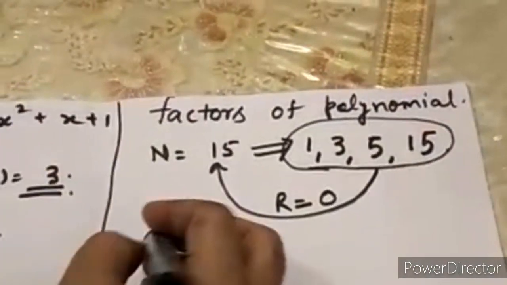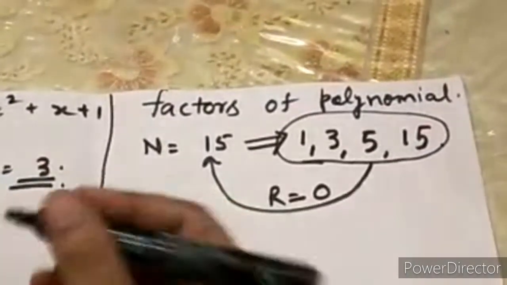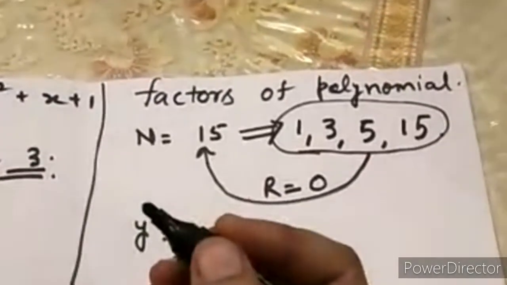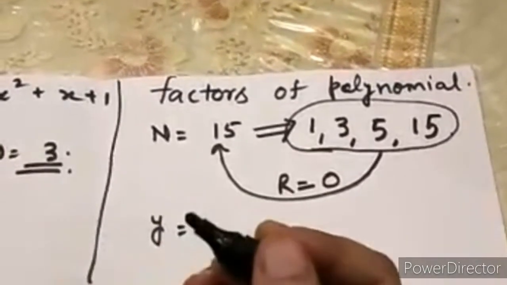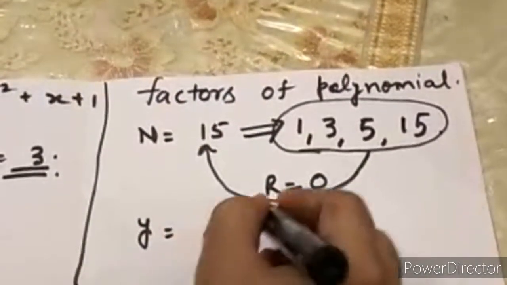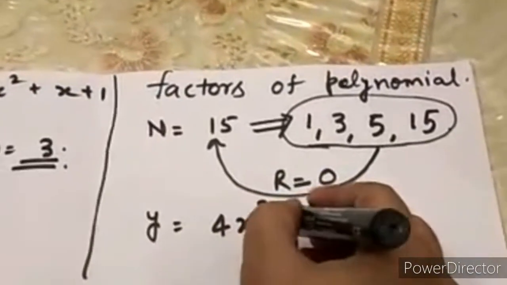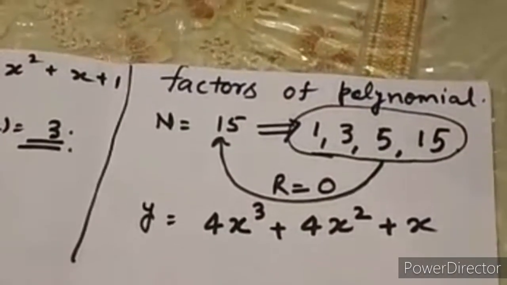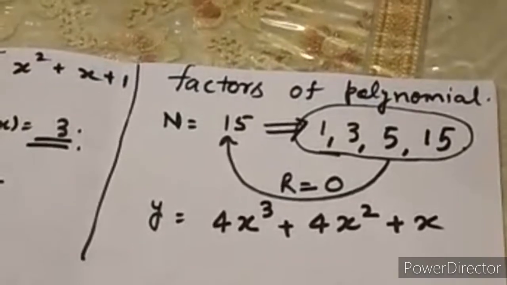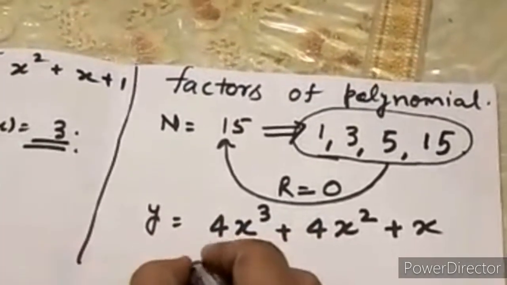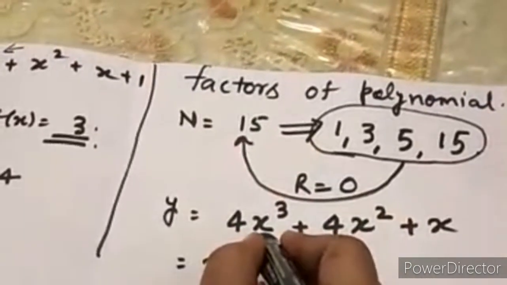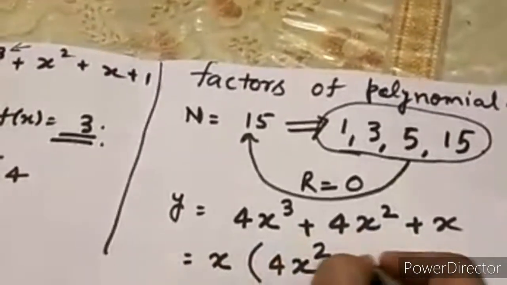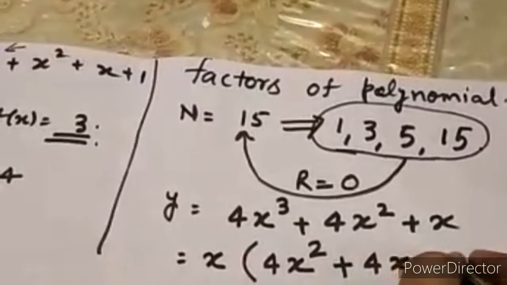Okay. Similarly, in polynomials, a factor is the function which can divide your polynomial perfectly. For example, you have the function y equal to 4x cube plus 4x square plus x. So can you tell me the functions which can perfectly divide this? Yes. What we will do? We will simply take x common, since x is here, x is here, x is here. So now what is the remaining function? 4x square plus 4x plus 1.